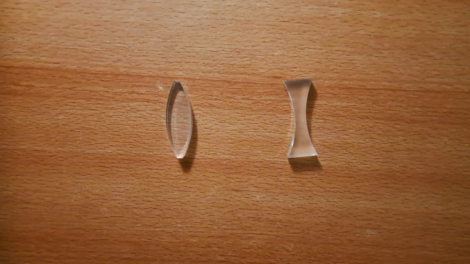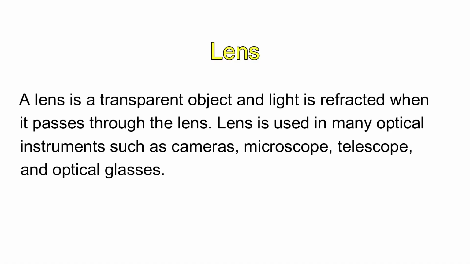Hi all, in today's video we will learn about two main types of optical lenses. But before we do that, let's first look at the definition of a lens. A lens is a transparent object and light is refracted when it passes through the lens. Lenses are used in many optical instruments such as cameras, microscopes, telescopes and optical glasses.